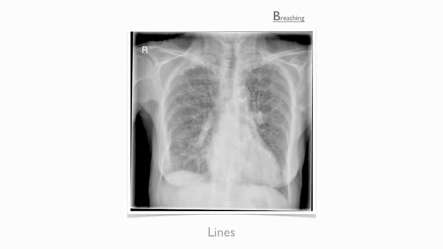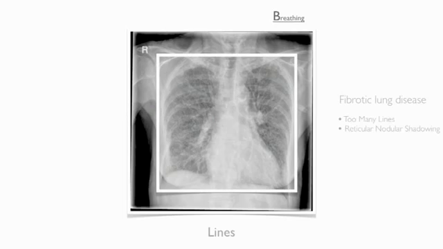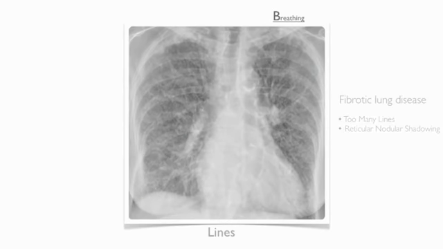Finally, we look at the lung with too many lines. Here there are two main presentations. Let's start by looking at the fibrotic lung. In the fibrotic lung, you should look for the lines which indicate reticular shadowing. You may also see tiny opacities which indicate nodules. This image shows reticular nodular shadowing. Note there are many causes of fibrotic lung disease, some are listed here.